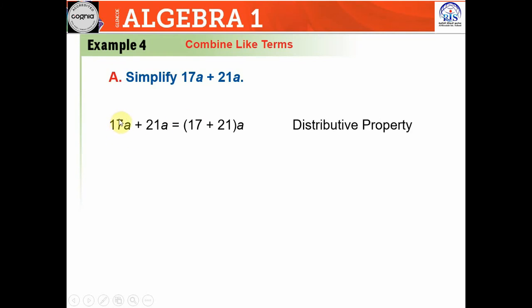You see, this 17 and this 21 are called coefficients. The number with a variable is called a coefficient. 17 and 21 are coefficients. How do I add them? I don't touch the variable a at all, only I add 17 and 21. This is distributive, and here when you find the answer is substitution.